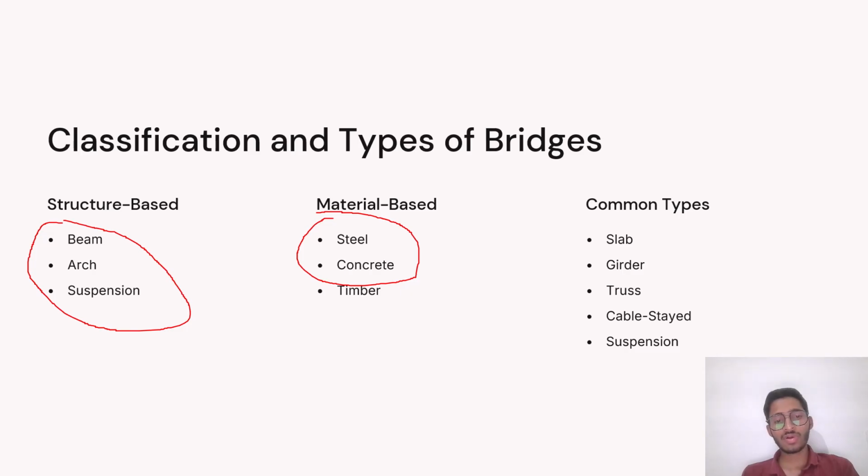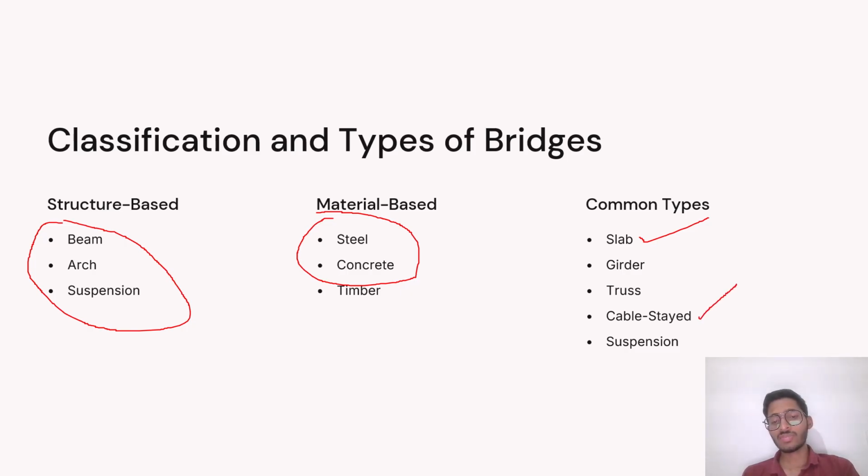Nowadays it is difficult to find timber bridges, but they can be seen in village areas. Then other common types of bridges. First is slab bridges, then girders, truss, cable stay bridges and suspension bridges.